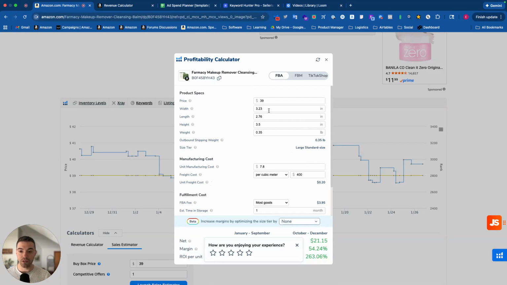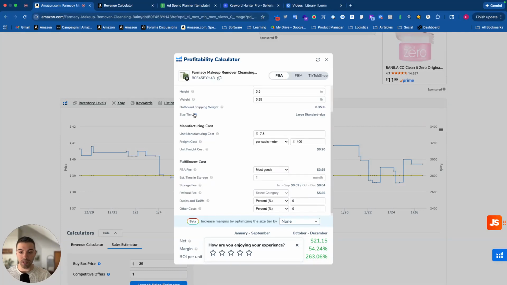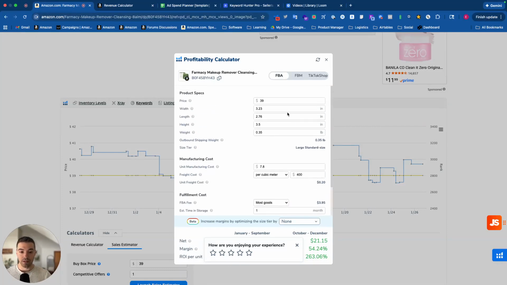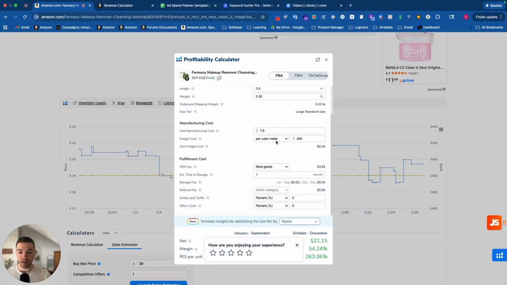So that's why this tool pulls the length, width, and height, and the weight of the product. And then it says what the size tier is. So based on that, Amazon charges a fee, but on Amazon especially. The second fee is the storage fee.